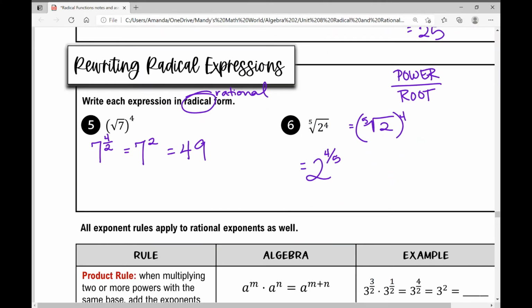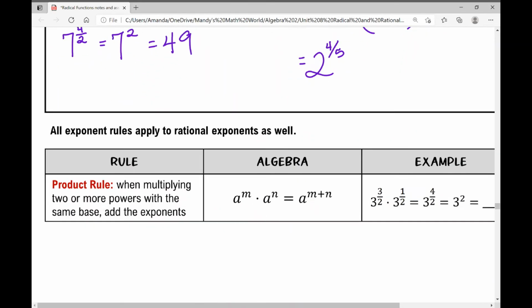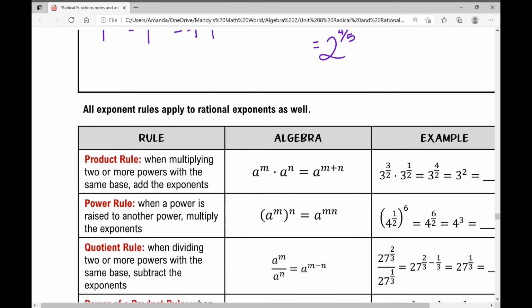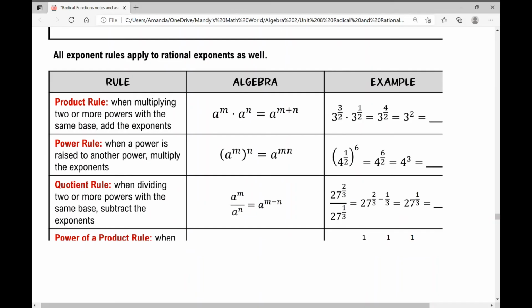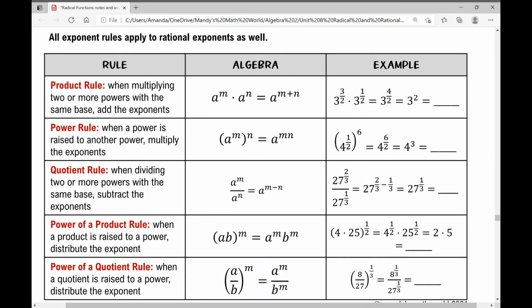So in this next section, I want to go over your exponent rules very quickly. If you struggle with your exponent rules, I would encourage you to look at some previous videos over your exponent rules, and I'll put a little link in the upper right corner of this video that you could click on to get to a set of videos going over these rules. Because all of your exponent rules apply to rational exponents as well, I'm going to go over these very quickly.